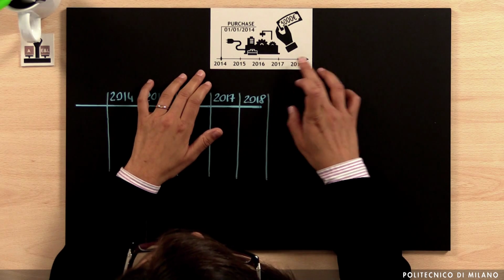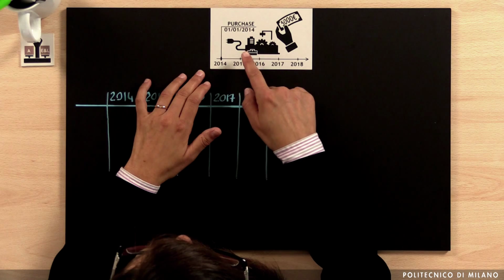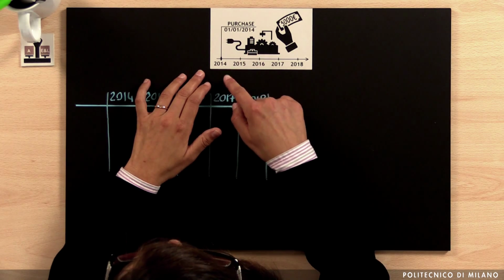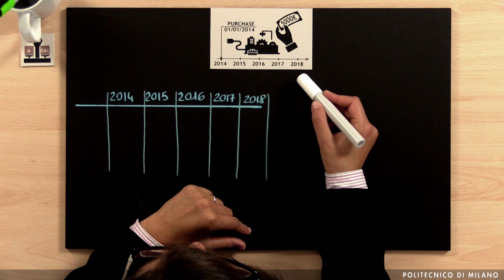In this class we will discuss the recognition of assets in the balance sheet by looking both at the cost model and at the revaluation model. Let's see this example. A company purchases an equipment paying 5,000 euros. It is purchased on the 1st of January 2014 and the equipment is expected to be used for the next 5 years. What happens to the recognition in the balance sheet?